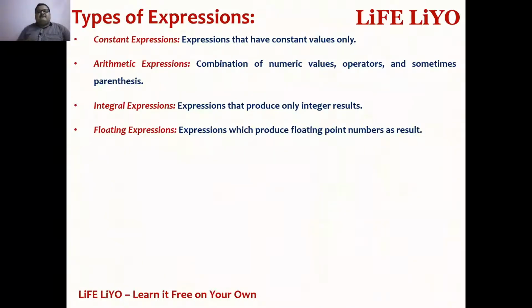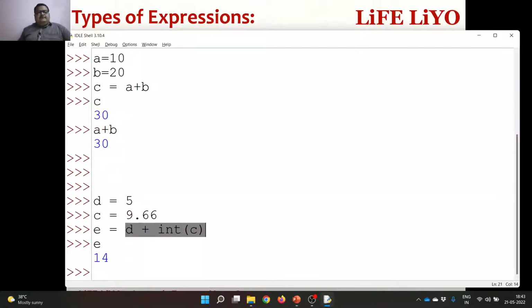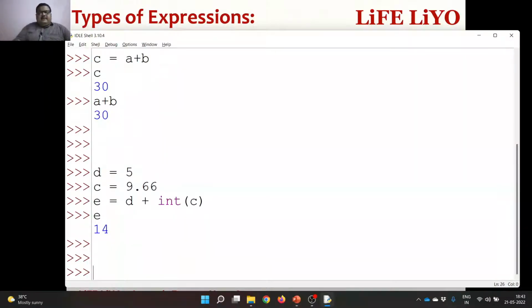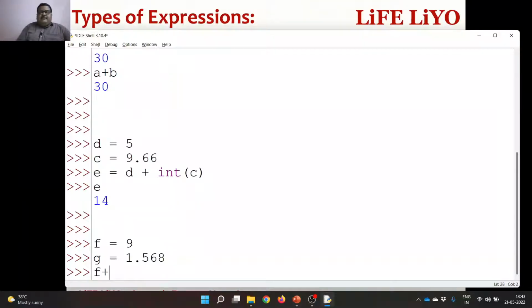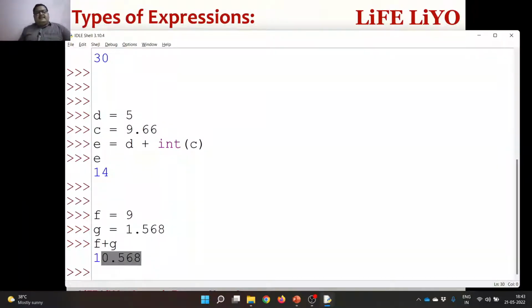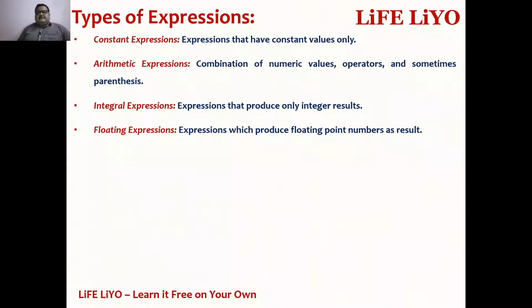The next one is floating. This is the reverse of integer. Whenever the expression produces a floating point number as the result, it is called a floating expression. For example, I will take f equal to 9, g equal to 1.568. Then f plus g gives 10.568. Here it is a combination of integer and float, but the result is a floating value. That's why these are called floating expressions.